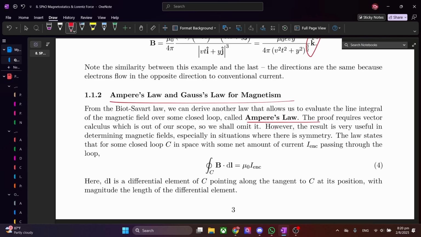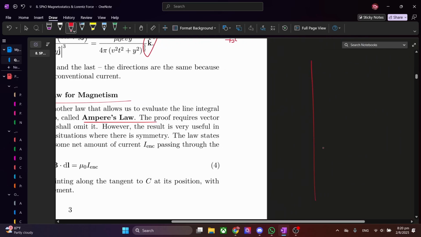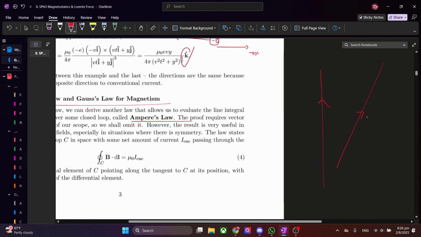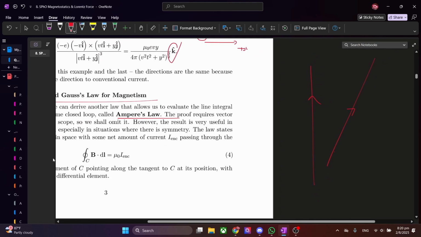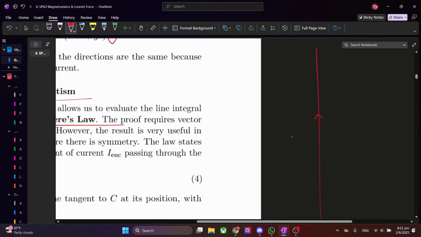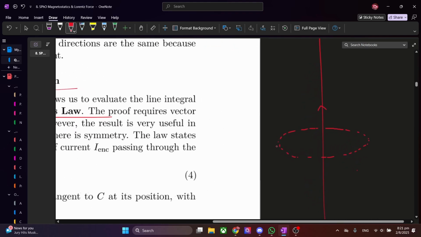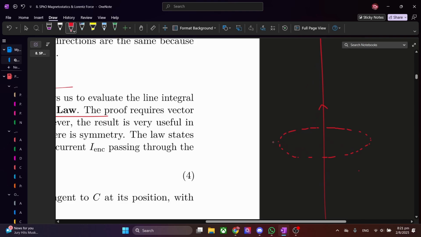Basically, it involves some closed loop, and the proof requires a bit of calculus, which we will not cover. But basically, this law says that, let's say you have some currents in free space or something like that. Basically, Ampere's law states that, actually I'll just use one current. Let's say you consider some loop in space, and this loop is a closed loop. So I think it should be obvious what closed means. It basically starts and ends at the same point.